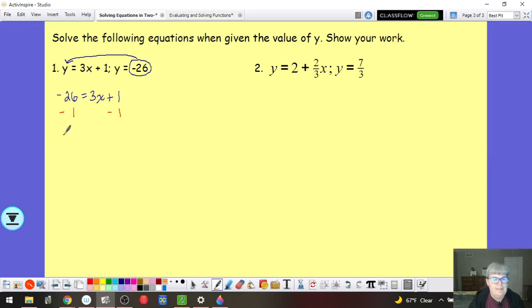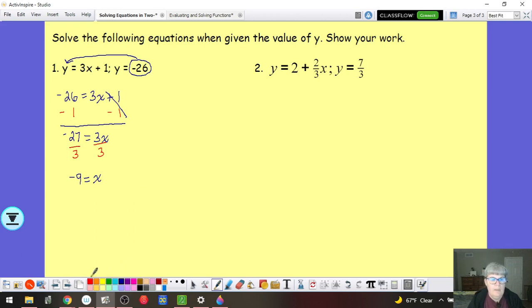That's going to be negative 27 equals 3x. 3x is the same as saying 3 times x. To undo the multiplication, you divide by 3. So negative 27 divided by 3 is negative 9 equals x.